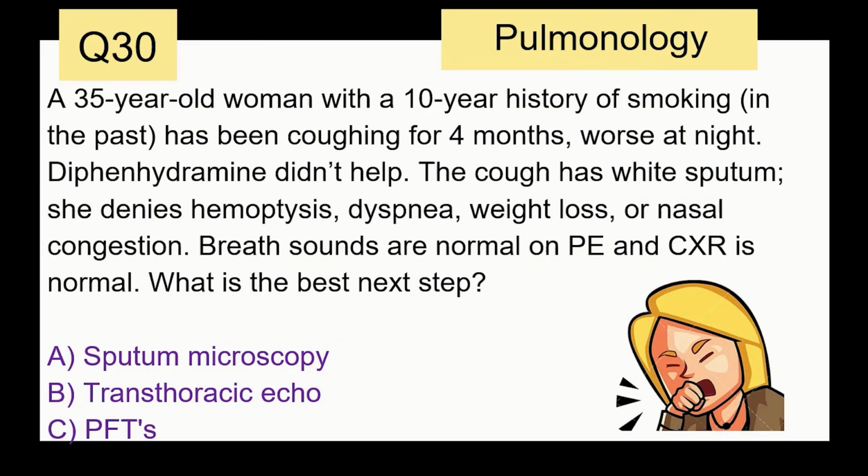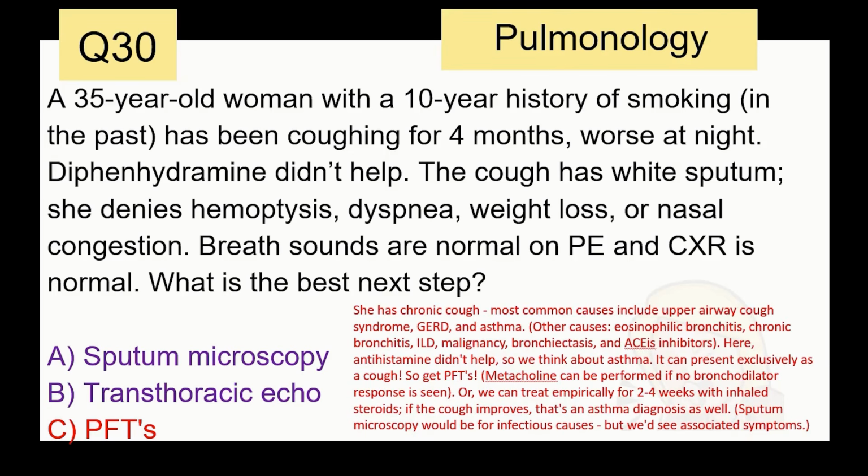Question 30. A 35-year-old woman, smoker, coughing, diphenhydramine didn't help, cough has white sputum. Basically, we have a woman who has a chronic cough. Four months of coughing, but no indication. Now, this could be evidence, for example, of bronchitis. We need to check out what's going on. We get the PFTs. So basically, we want to find out the origin of her chronic cough. Causes of chronic cough could be upper airway cough syndrome, GERD, and asthma. That's why we want to get the PFTs, to get a better idea of what's going on. I wrote that over here.